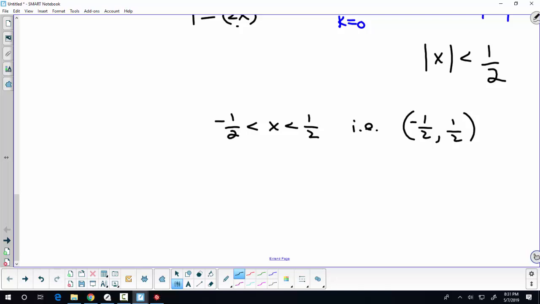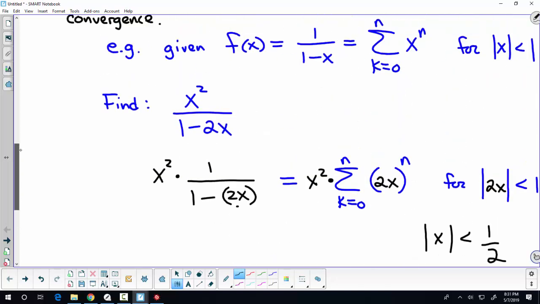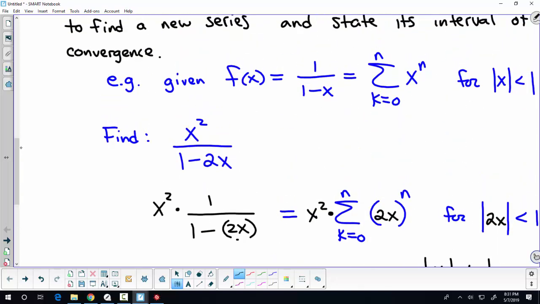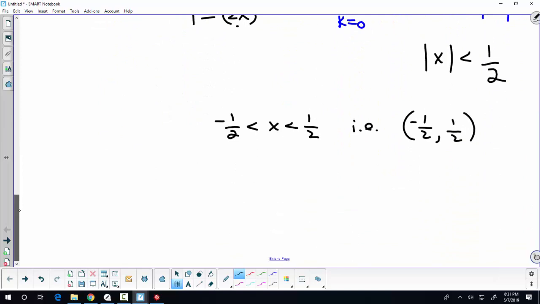We tested the endpoints when we used the root or ratio test because they're inconclusive when they're equal to the endpoints. Whether the endpoints converge just depends on the original series that you're given. You have to base it off of that.